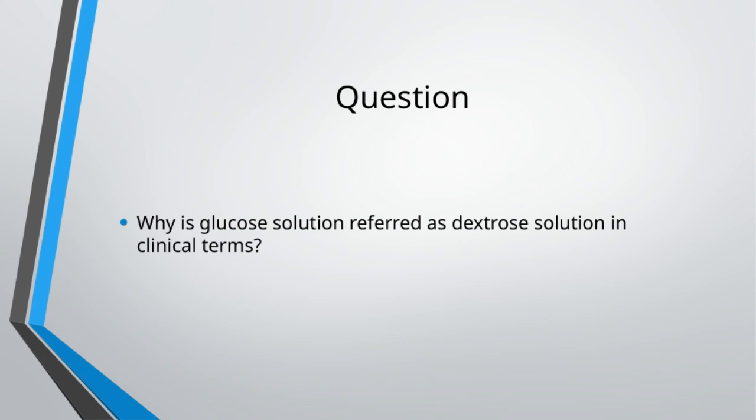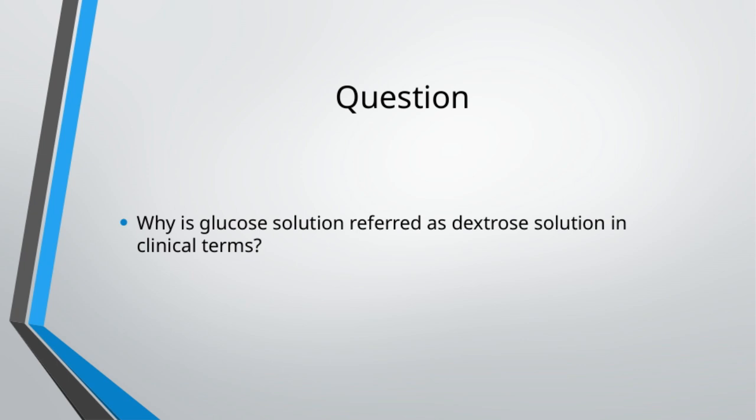In clinical settings, when we talk about dextrose, we're emphasizing the chemical form that's used in medical preparations. It's often called dextrose because it's the form that's most stable, pure, and suitable for intravenous use. So the key point here is that dextrose and glucose refer to the same sugar, but dextrose is the term used in medicine and pharmacy contexts.